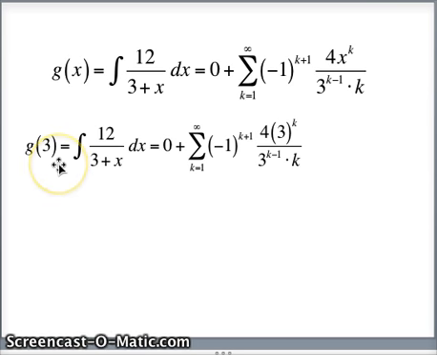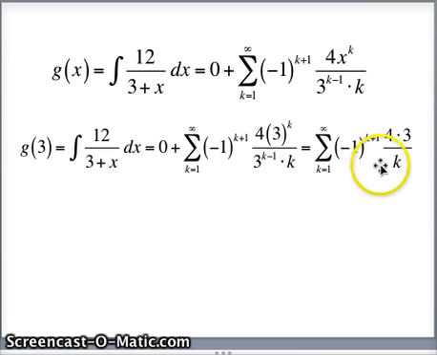So g of 3, which is essentially defined as that integral with the constant of 0. Replacing x with 3, I get the sum as k goes from 1 to infinity, negative 1 to the k plus 1, 4 times 3 to the k over 3 to the k minus 1 times k. Let's think about this for a minute. The only thing we're going to lose is 3 to the k over 3 to the k minus 1. And that will divide out, leaving a 3 upstairs.